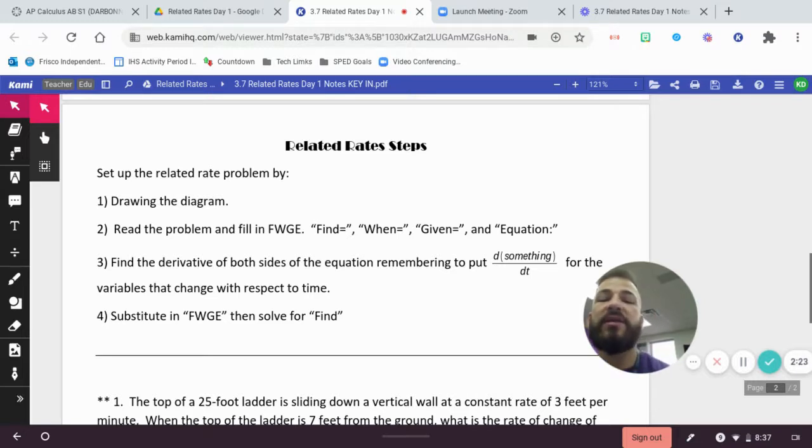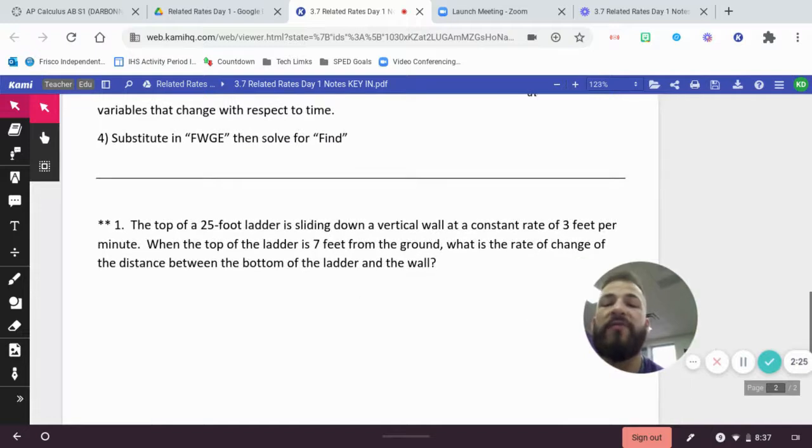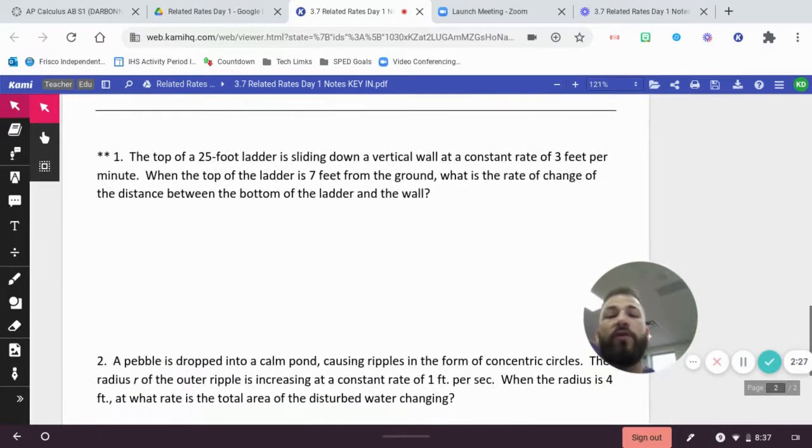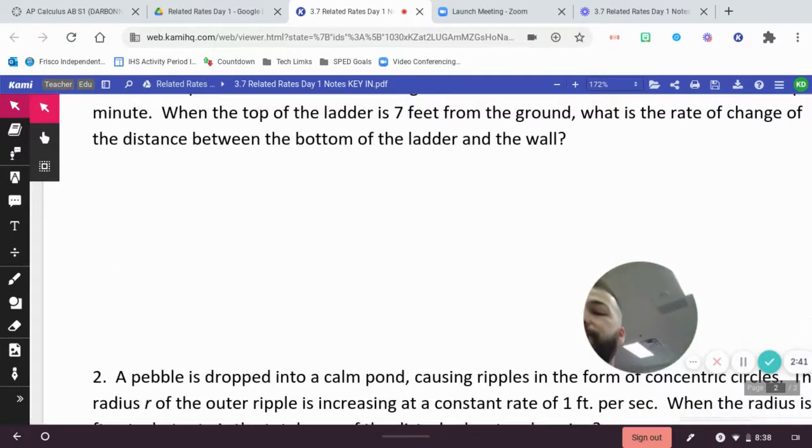Okay, so let's look at an example. Number 1: the top of a 25-foot ladder is sliding down a vertical wall at a constant rate of 3 feet per minute. When the top of the ladder is 7 feet from the ground, what is the rate of change of the distance between the bottom of the ladder and the wall? Okay, so step number 1, we want to draw a picture.